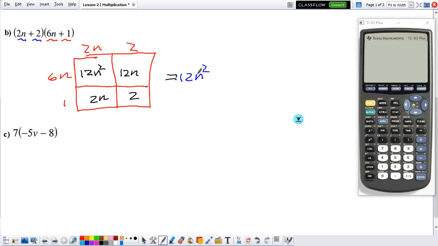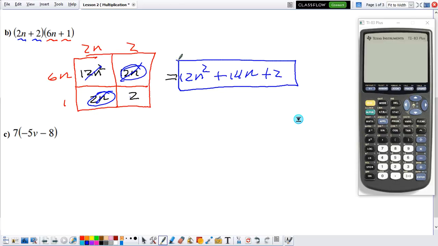So we just write it as our final answer. So that's done. Now, we see that I can combine these two n's, 12n and 2n. I can combine them because both of them have n's, so now we're going to have 12n plus 2n, that gives me 14n. There's nothing to combine that 2 with, so I just write it as our final answer. So the strategy here is just to create the box, find the numbers inside the box by multiplying its edges.